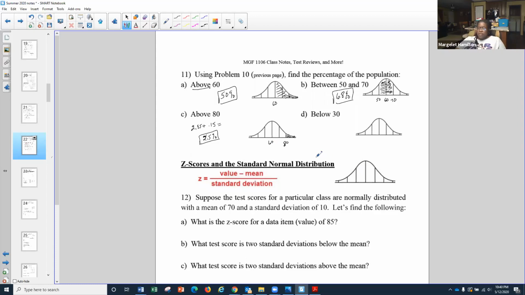Okay, and our last one here, below 30. So here, below 30. Now we need to remember where 30 is. So if this was 60, this was 50, 40, this was 30 right here. But we're talking about below it, so that little tidbit right there. So what's the percentage of this piece right there? That's right, 0.15%.